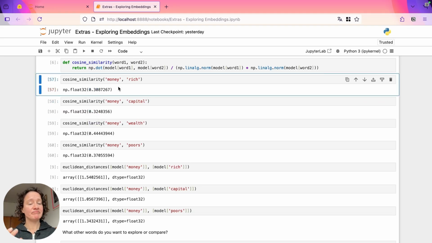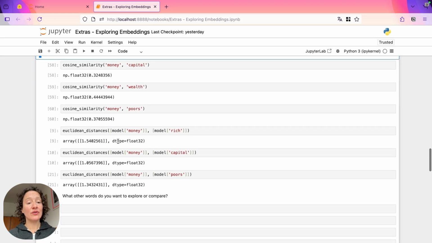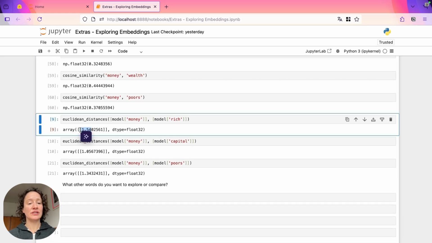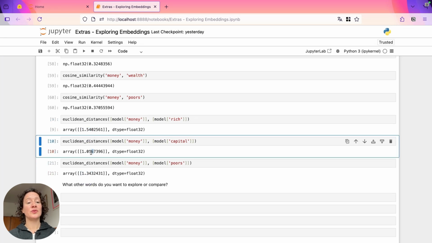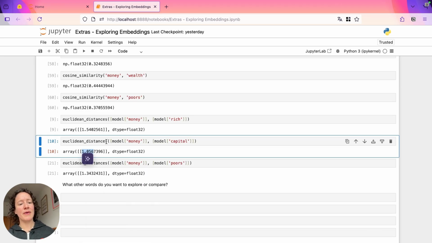What are we learning? Ideas, comments. What do you think this is showing? Very curious to hear your inputs. And we can also then take a look at the Euclidean distances. And so here we also see money and rich is further apart than money and pores. By Euclidean distance, money and capital is closer. So here we can see what distance you use matters.